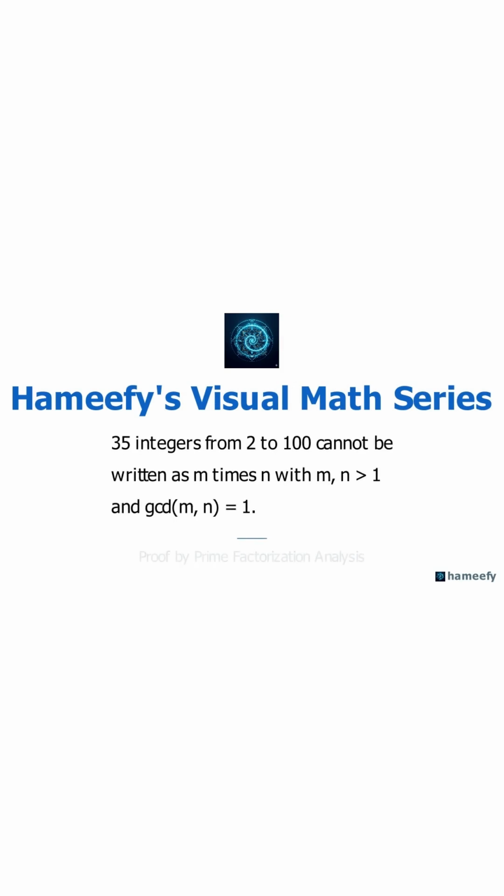That completes our proof. Exactly 35 integers from 2 to 100 cannot be expressed as a product of two coprime factors both greater than 1. These are precisely the prime powers, a clean and elegant result from number theory.